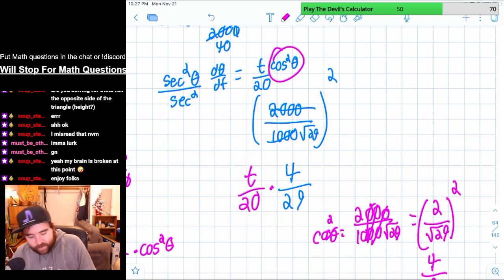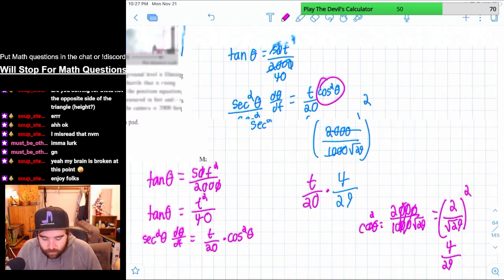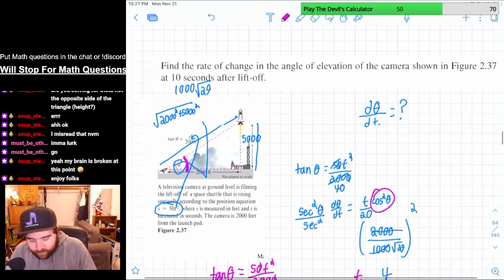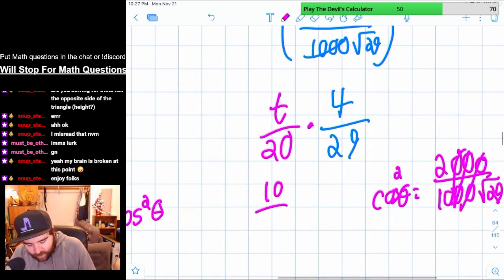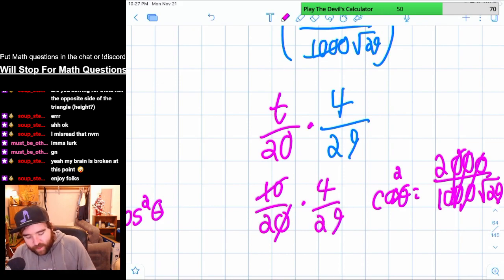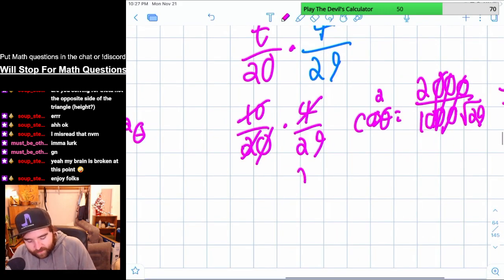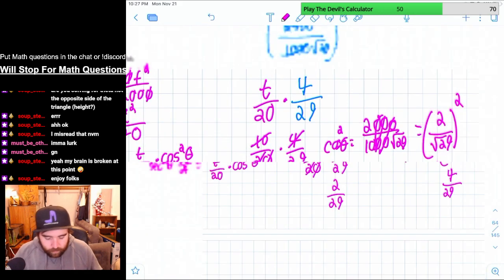I kind of realized that, but I was like, oh, I'm not dividing by 20, I'm dividing by 2. How do you get the divide by 2? Well, that's because t equals 10, 10 seconds after liftoff. So that's 10 over 20 times 4 over 29, which is how you get that to cancel the 2, which is why it's 2 over 29.